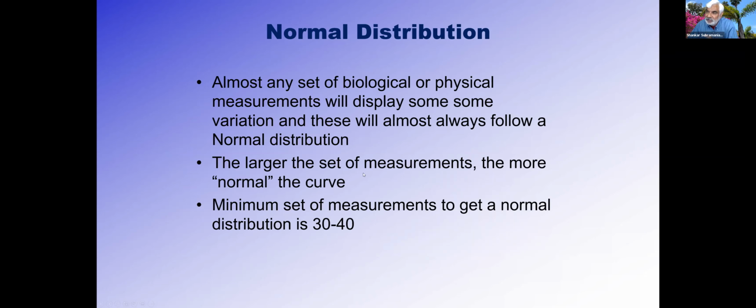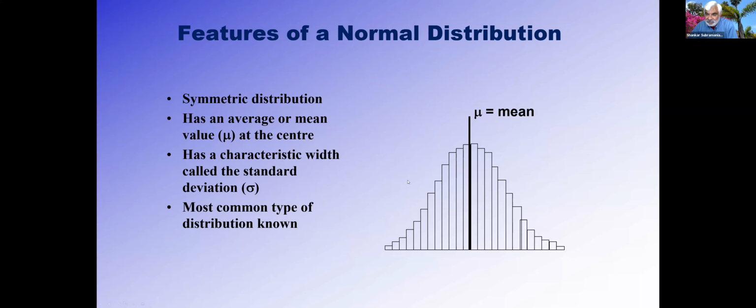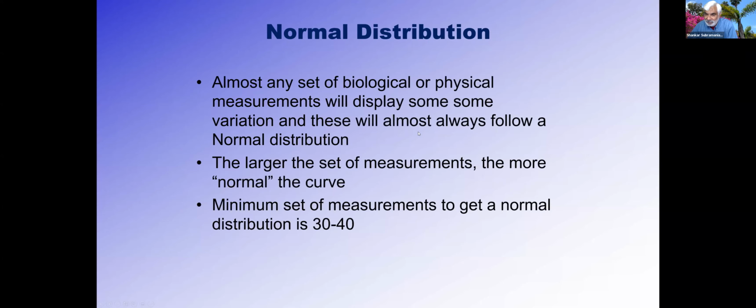The larger the set of measurements, the more normal the curve. If you don't believe me, toss a coin. Toss a coin 10 times, you'll get a distribution which is probably skewed. Toss it 1,000 times, toss it 1,000,000 times, you will get a distribution exactly like the distribution we discussed. Half the time you'll get heads and half the time you'll get tails, and therefore the distribution will look like that.